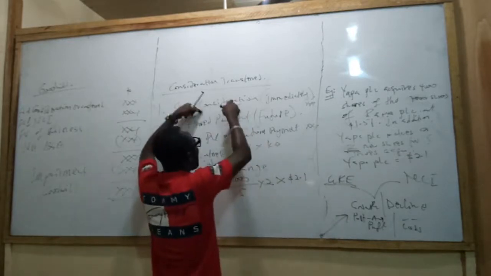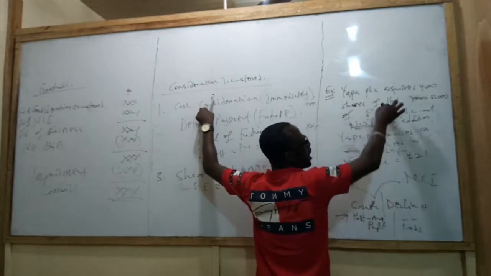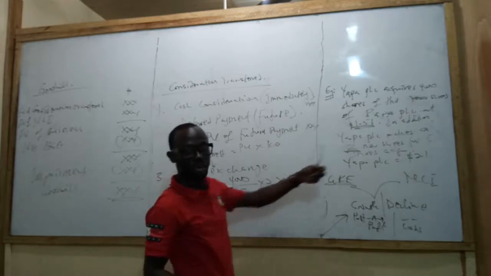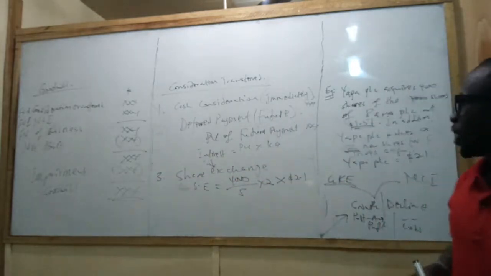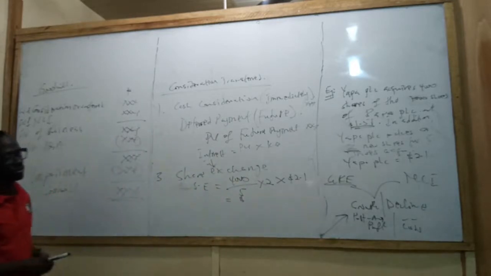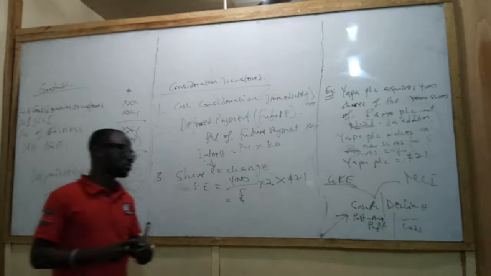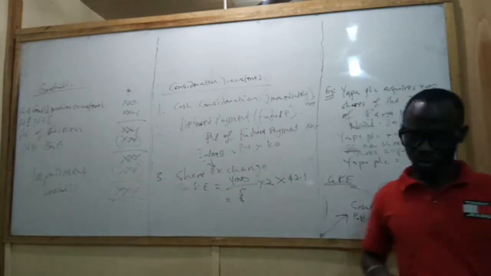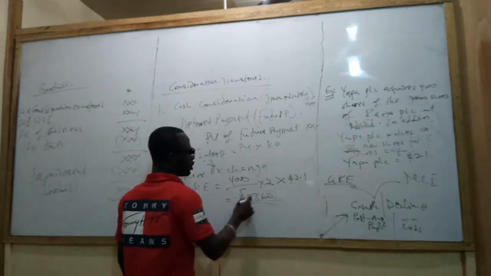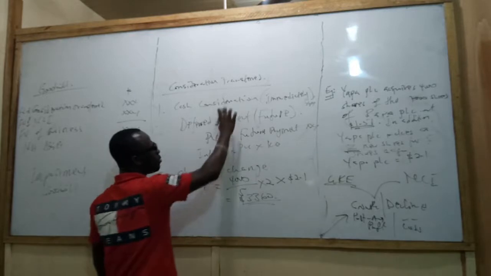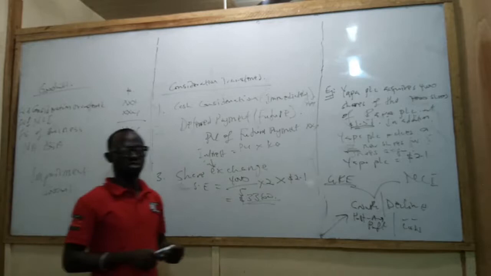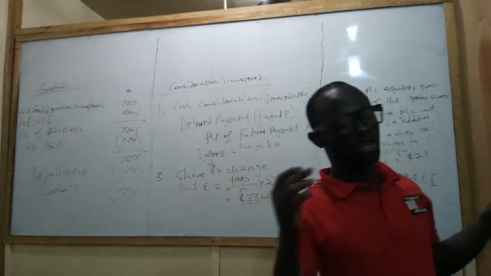So you realize that in the cash consideration, we are using the share price of the subsidiary company. But in the share exchange, we are using the share price of the parent company. So what do we get arithmetically? 3,367. So this is what will be added up. So these are the three components that may be included in the fair value of consideration transferred. Any question on that?